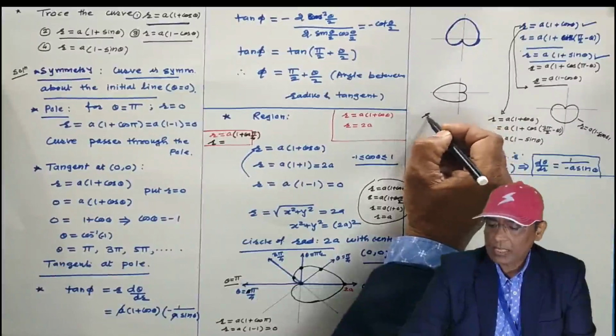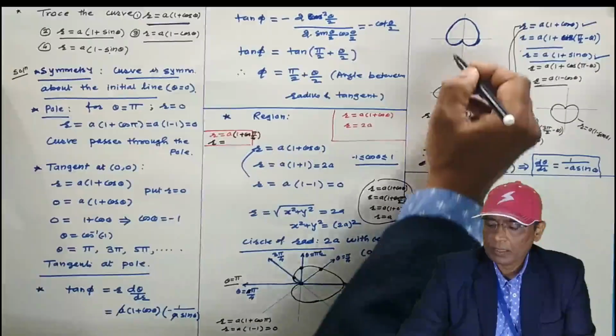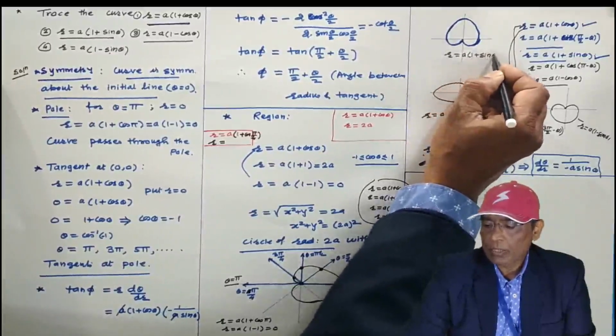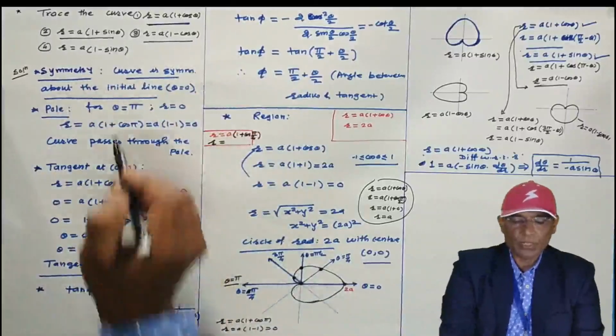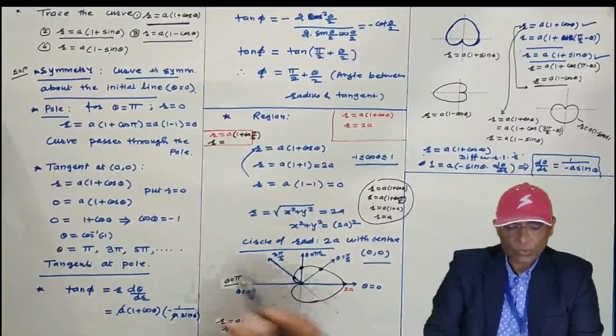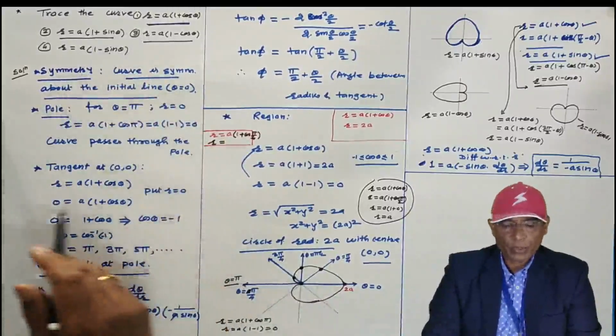This is r is equal to a(1 minus cos theta). This is r is equal to a(1 plus sin theta). Means all these four curves we have drawn. Initially we traced this one, and then we rotated this curve so as to get the rest of the three curves. In this way, you can trace the polar curves.